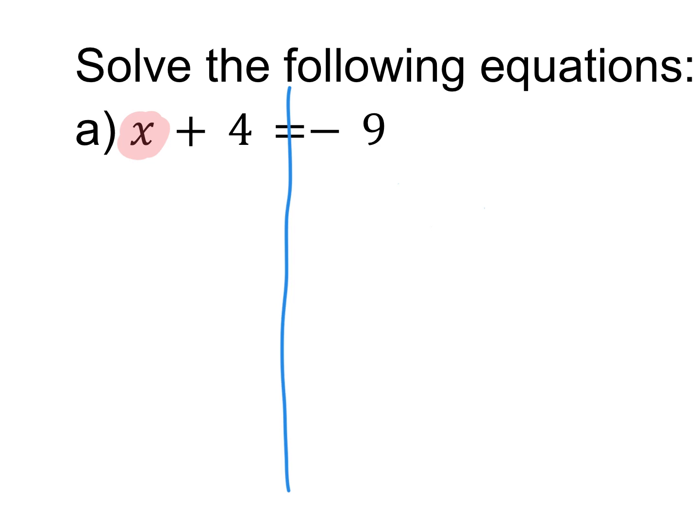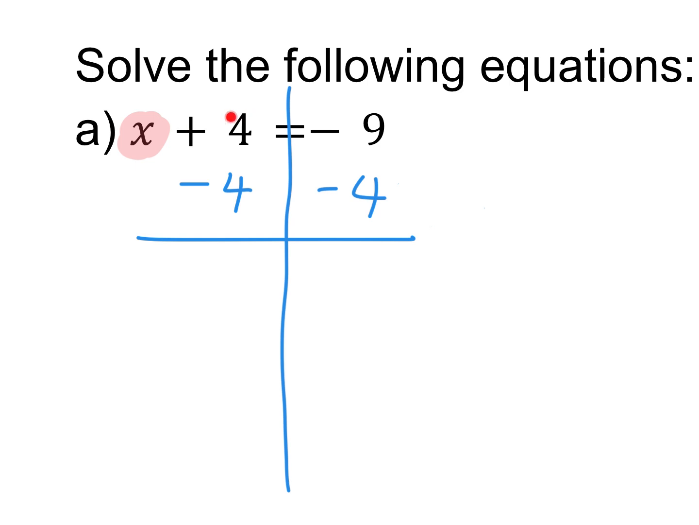So to get rid of this plus 4, I need to do the opposite operation. If I have plus 4, the operation is addition. I'm adding it. The opposite of addition is subtraction. So I will subtract 4, and again, I have to do it on both sides of the equation. So notice what happens. I have plus 4 and then minus 4 underneath it.